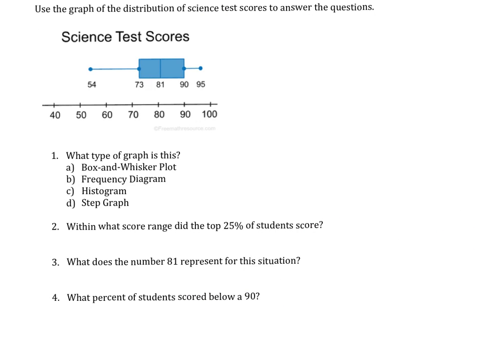Alright, our last set of questions here. Use the graph of the distribution of science test scores to answer the questions. Number 1, what type of graph is this? A, box and whisker plot, B, frequency diagram, C, histogram, or D, step graph. 2, within what score range did the top 25% of students score? And 3, what does the number 81 represent for the situation? And lastly, what percent of students scored below a 90? Teachers, please pause the video here and allow students to answer the questions, and then I will answer them.